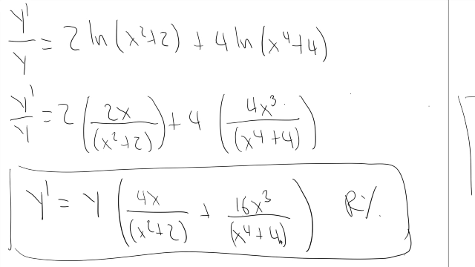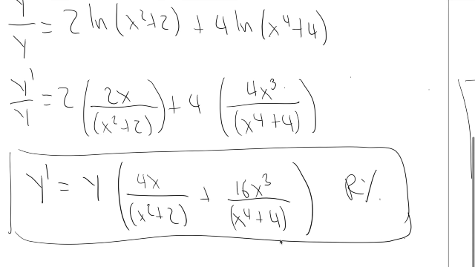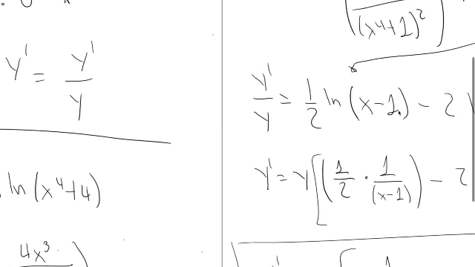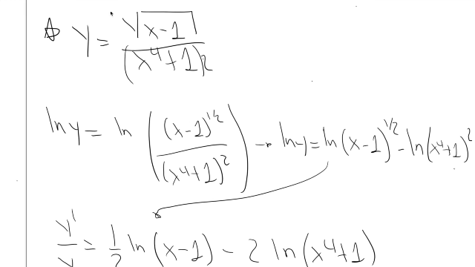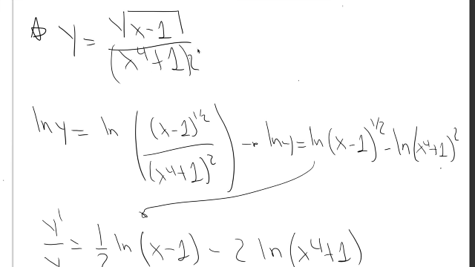Let me show you one more example to just finalize this particular topic. So let's assume that we have y equal to the square root of x minus 1, over x to the power of 4 plus 1, all to the power of 2. Sorry, the format is not showing it, but as you know, this is a PDF.